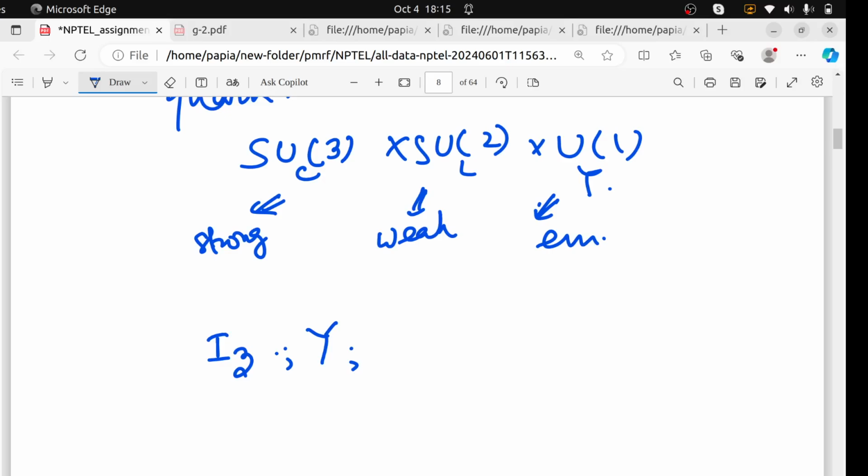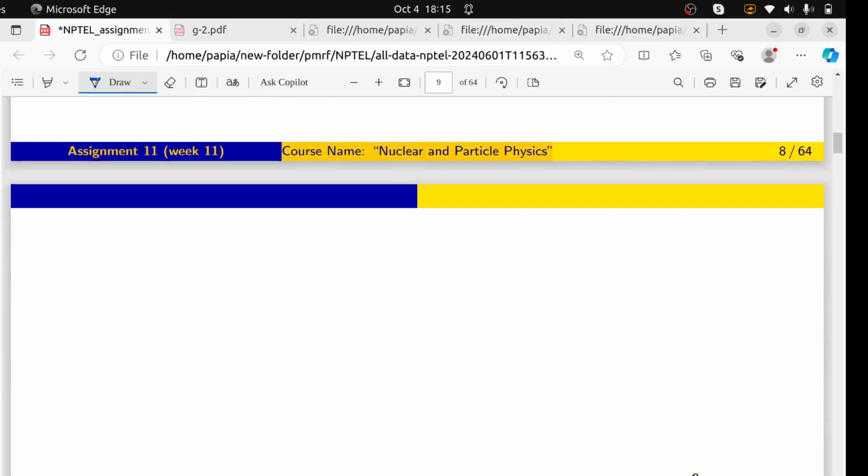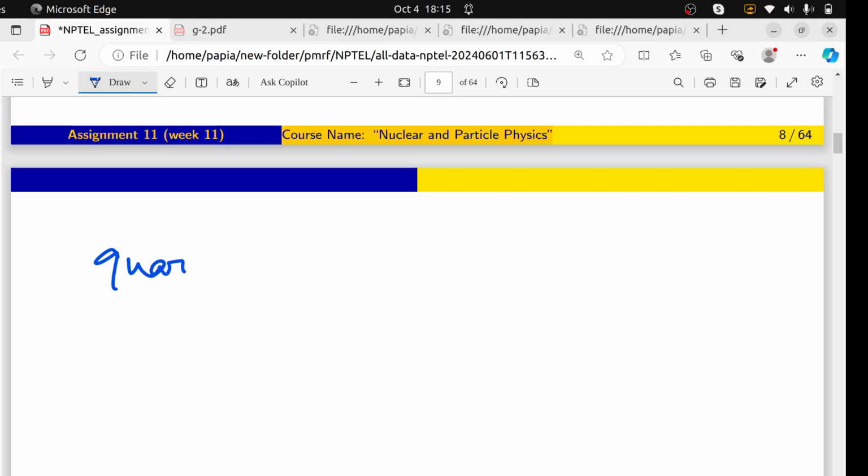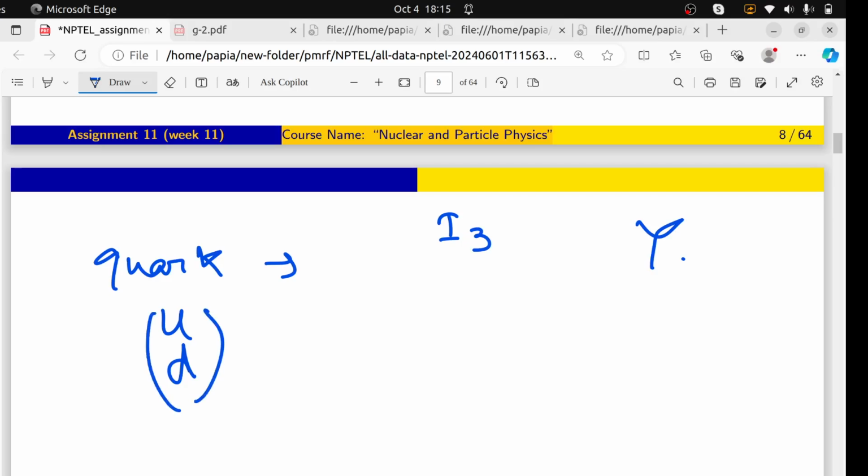Now the weak charge means the particle should have a non-zero I3 value, or it should have a non-zero Y value. Y means hypercharge. Now come to quark. For quark, I3 and Y, at least one of them should be non-zero. So let's say U. U and D are in the family. So I3 for U is half, which means it is non-zero.